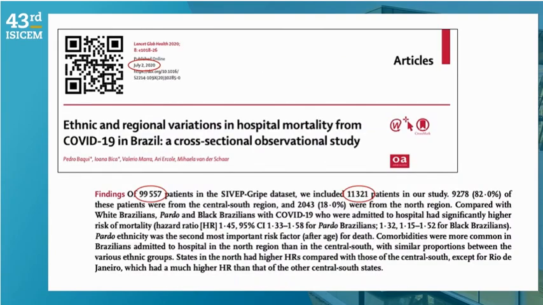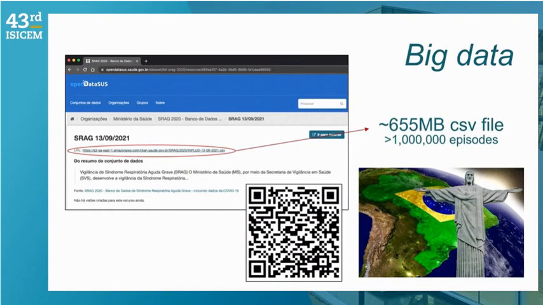To give you an idea, this is a study that we did back in 2020. You look at the number of patients. We've got nearly 100,000 patients, 11,000 patients from a subset of data. Like everybody here, I think we were quite busy at that time as well, and yet we could pull this off relatively quickly. I'll tell you where you can get the data if you want to look at the Brazilian database. You can go to this link, there's a QR code.